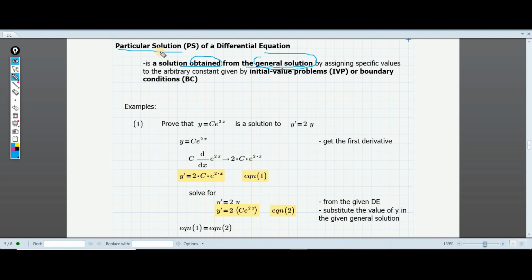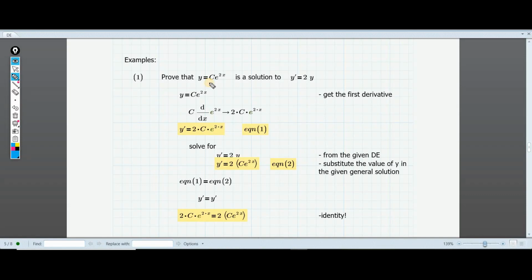And this particular solution is obtained by assigning values na galing sa ating initial value problems or boundary conditions. Ayan, so let's take some examples. We have here our example number 1.